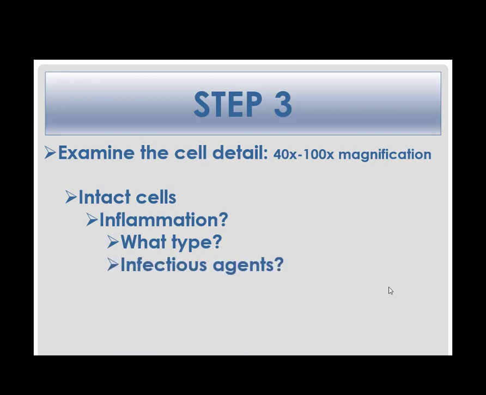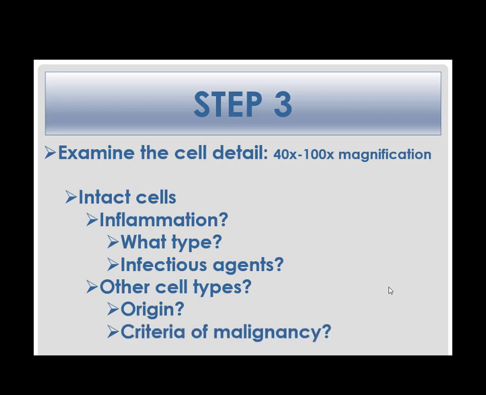Are there infectious agents present? Are there bacteria within neutrophils? Or in the case of macrophages, is there any sign of associated fungal infection? Are there any other non-inflammatory cells present? If so, what cells? Are they round cells, mesenchymal cells, or epithelial cells? And if so, do they show any criteria of malignancy? This is the process to follow.